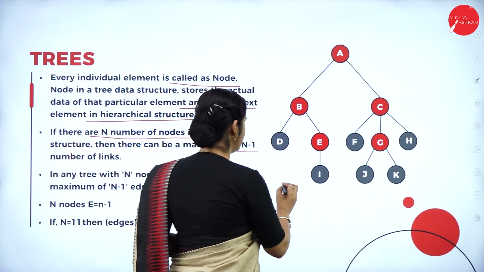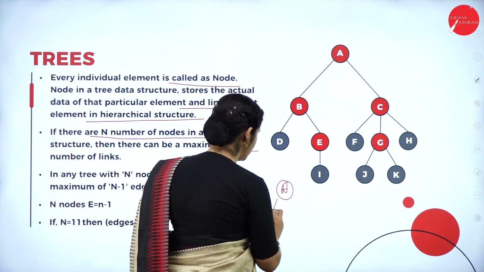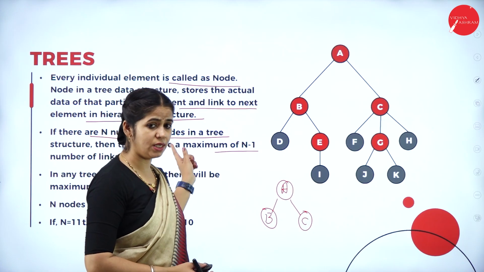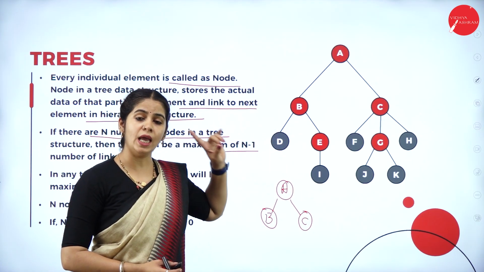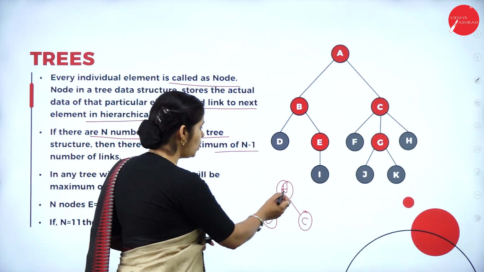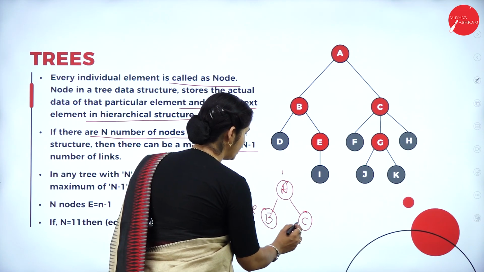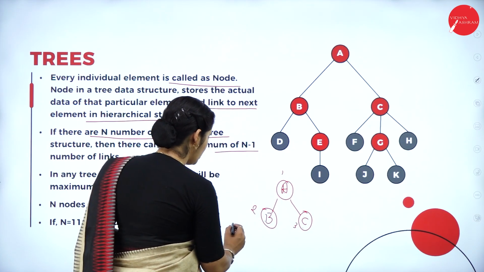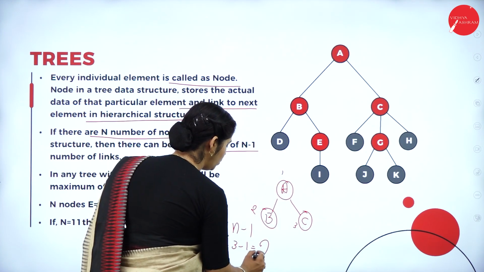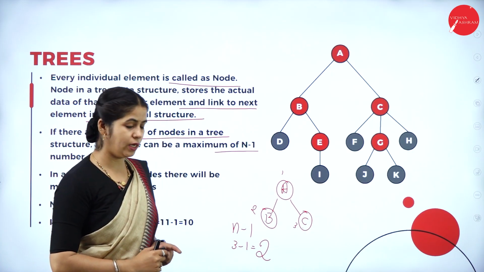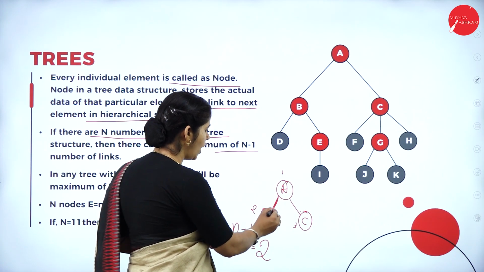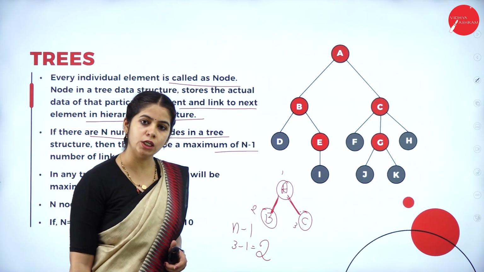So for simplicity, I'll take only a small tree which has 3 nodes. What the statement says is, if there are n number of nodes, a maximum of n minus 1 edges should be there. So how many nodes do I have? I have 1, 2 and 3. So how many edges should I have? N minus 1. What is my n value? That is 3 minus 1, which is equal to 2. We can only have 2 edges. The line that connects one node to another node is referred to as an edge here.